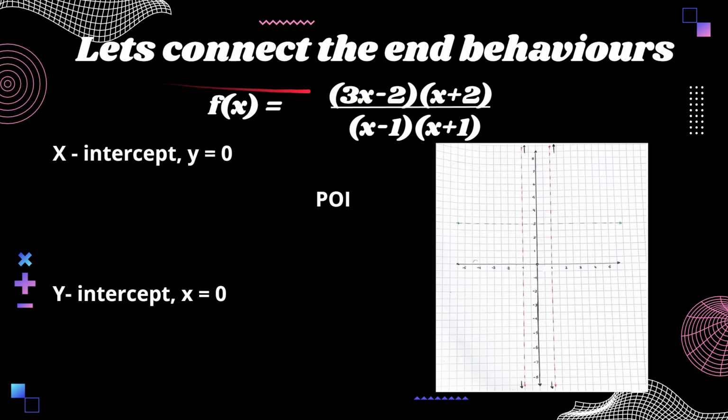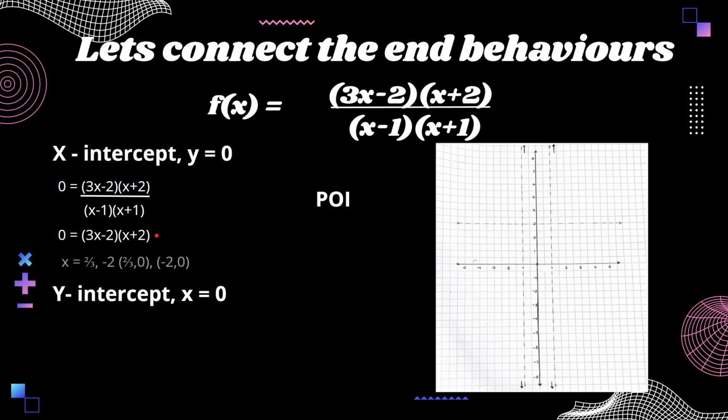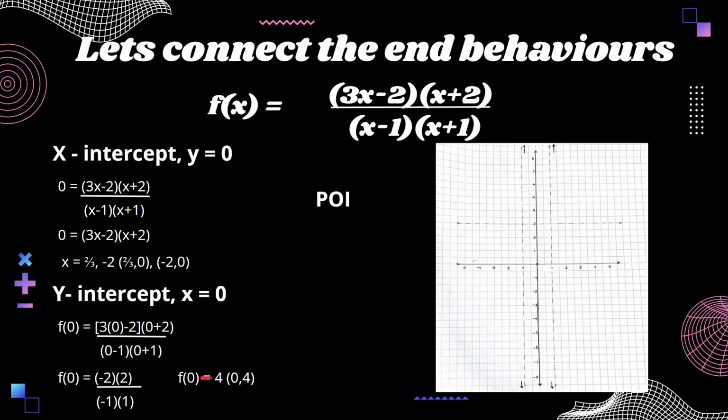And here, we can finally connect our end behaviors using our x-intercept, our y-intercept, and our POI, our point of intersection. In order to do this, we need to plug in y as 0 to figure out our x-intercept, which will give us x-intercepts of x equals 2 over 3 and negative 2, in which I put them in very nice coordinate points. And for my y-intercept, I'm going to plug in x as 0. So if I plug in this, it will give me f of 0 is equal to 4, and I put this in really nice coordinate values.